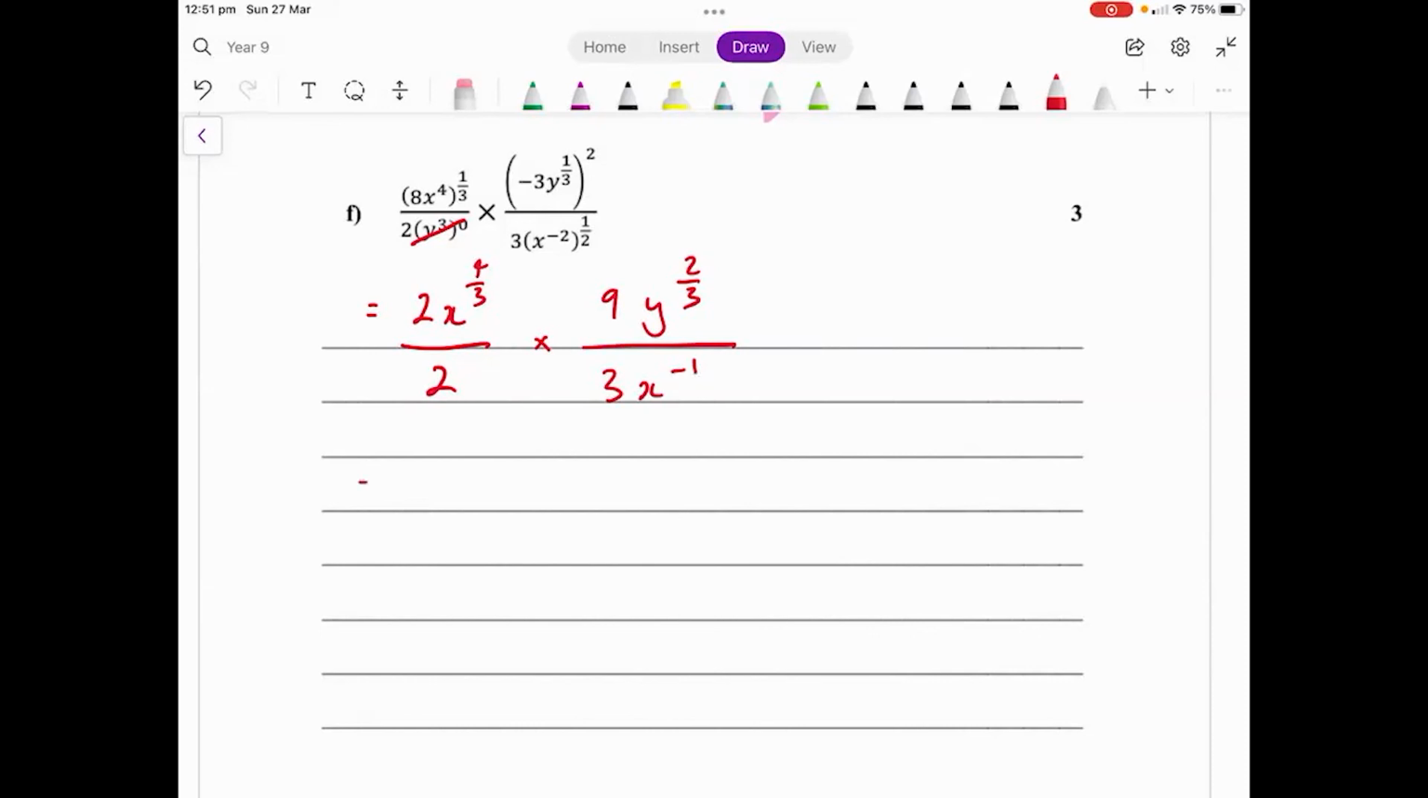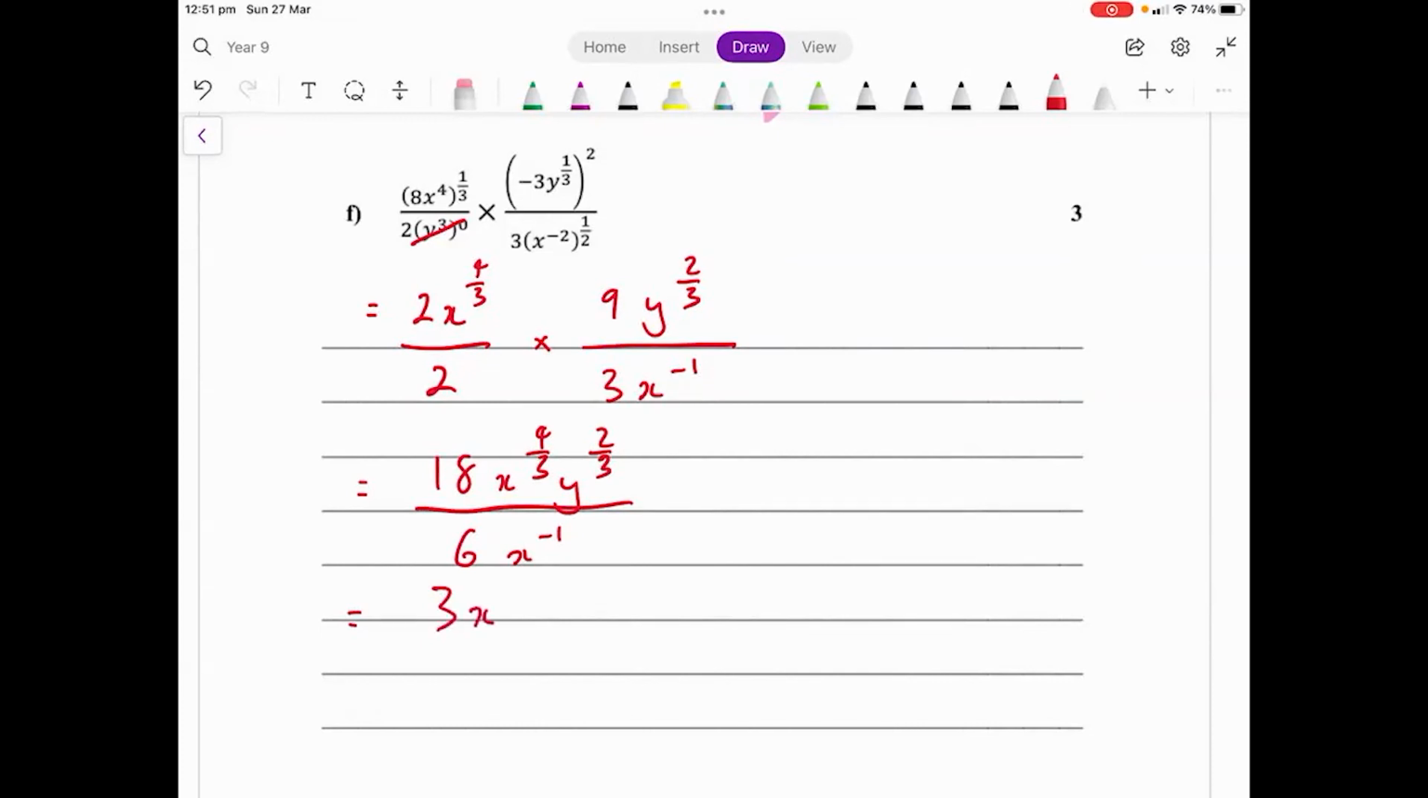For the next step, we're going to clean everything up. So 18 over 6 is 3. For the x's, I do 4 over 3 minus 1. That becomes 4 over 3 plus 1, which is x to the power of 7 over 3. And the y's we can leave alone.